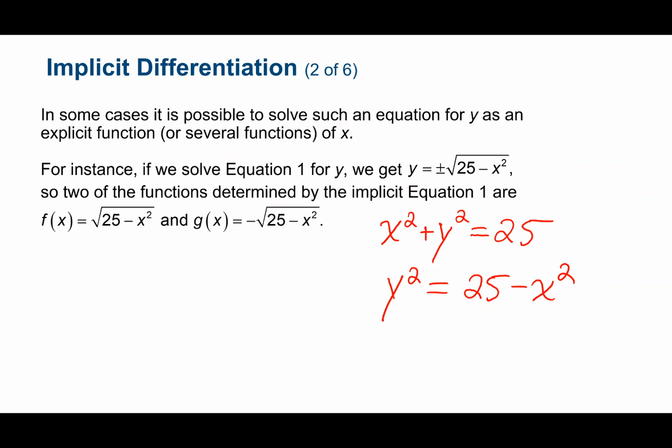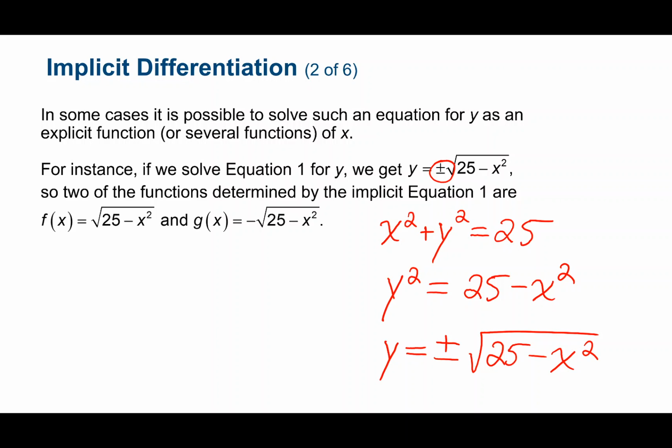And then to get to y, we would need to take the square root. But when we do that, what do we have to remember? We're going to take the square root of both sides. We need to remember plus and minus. So we would get 2 expressions actually. We get 2 things. We would get positive square root of 25 minus x squared and negative square root of 25 minus x squared.